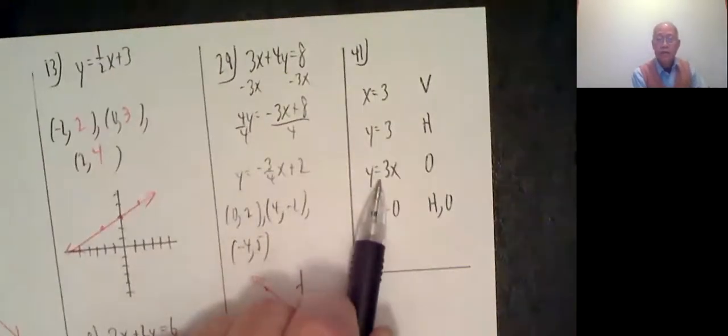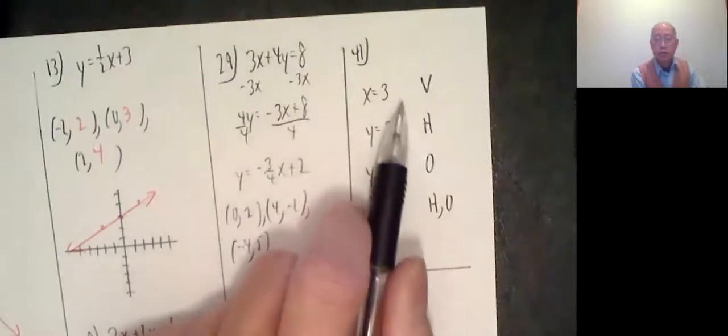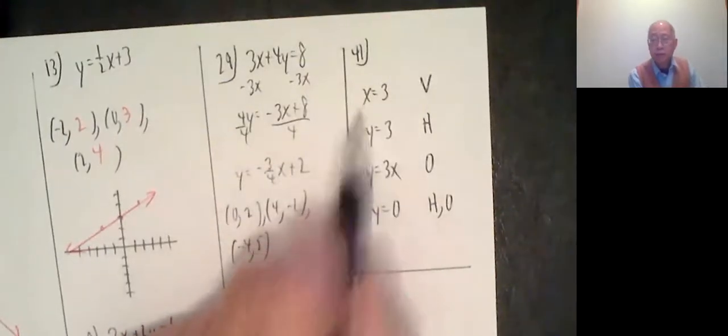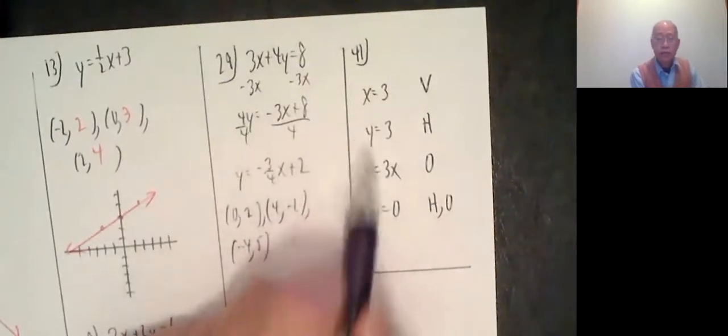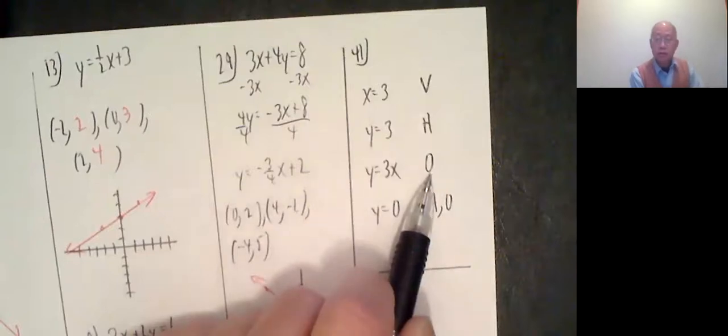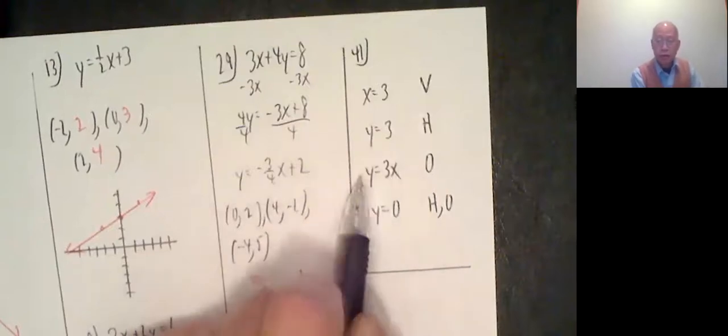y equals 3x, that's neither vertical nor horizontal. So vertical lines only say x equals something. Horizontal lines say y equals something. This has both variables. But this does go through the origin, because if we plug in 0 and 0, it's true.